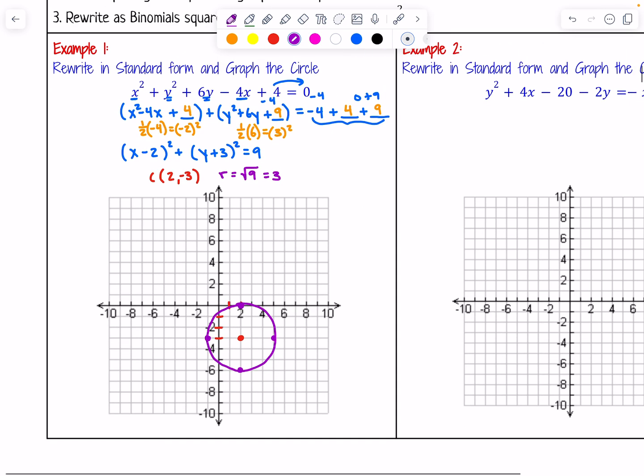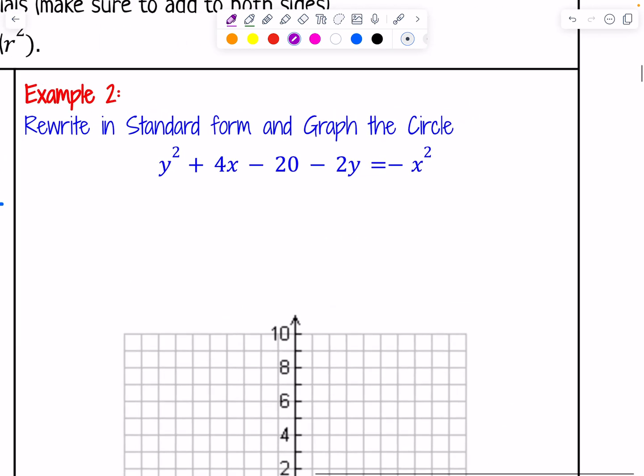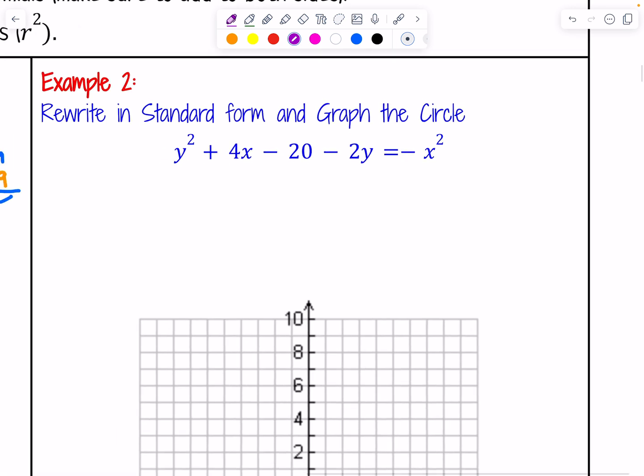Okay, so let's just do one more example of all 3 big steps that we have. So we're going to rewrite this in standard form and graph it again. So I notice I have y squared plus 4x minus 20 minus 2y, but the -x squared is over here on the right. So we just need to move it to the left, and all that takes is just the inverse operation. So we just need to add it to get it over here on the right side. And then our same process can continue as usual.